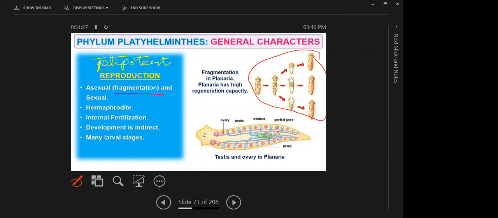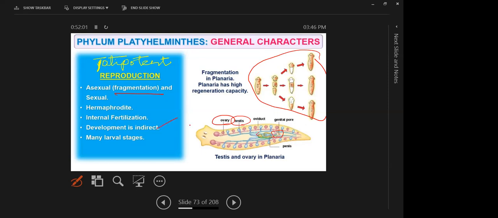Projector? Yeah. See here, ovary, testis. Can you see here pink and blue? In the testis and ovary of the planaria. Then the duct is the oviduct. And here there is a male pore, that is the genital pore, and female here. So internal means the genital pores are here. So the copulatory organ introduces sperms into the oviduct, and that's how fertilization takes place.